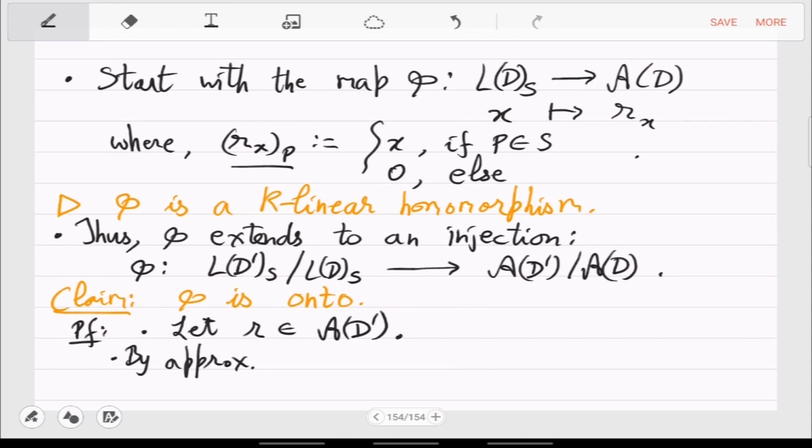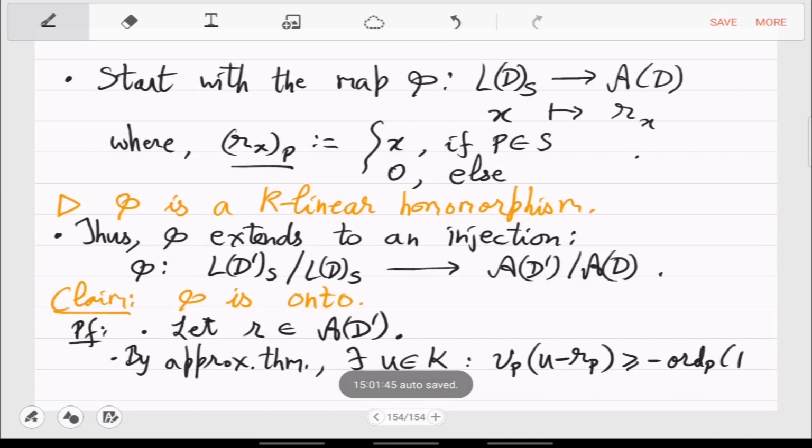So by the approximation theorem of functions that we saw early on in the first or second month, there exists a function u such that u minus Rp has valuation bounded for all p in S. Note that S is a finite set, so we just look at those points, and we want u minus Rp to have valuation in a way approximating these poles that D is giving you.